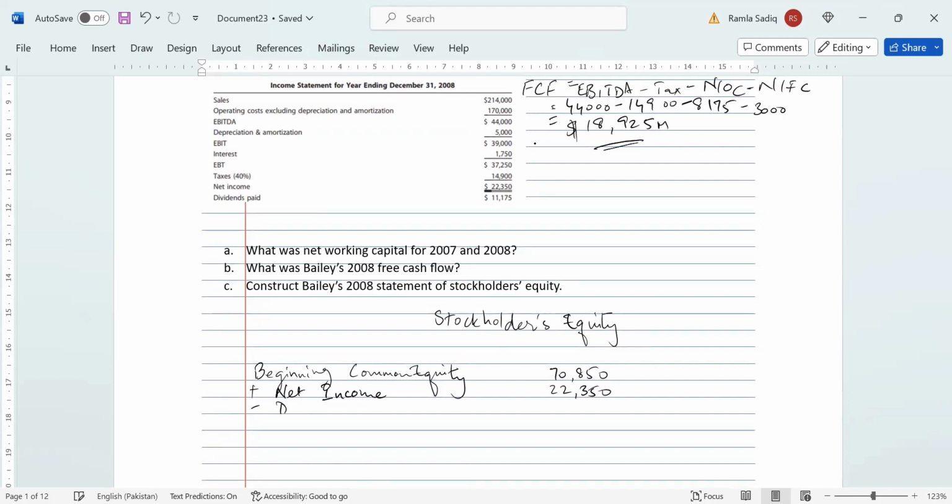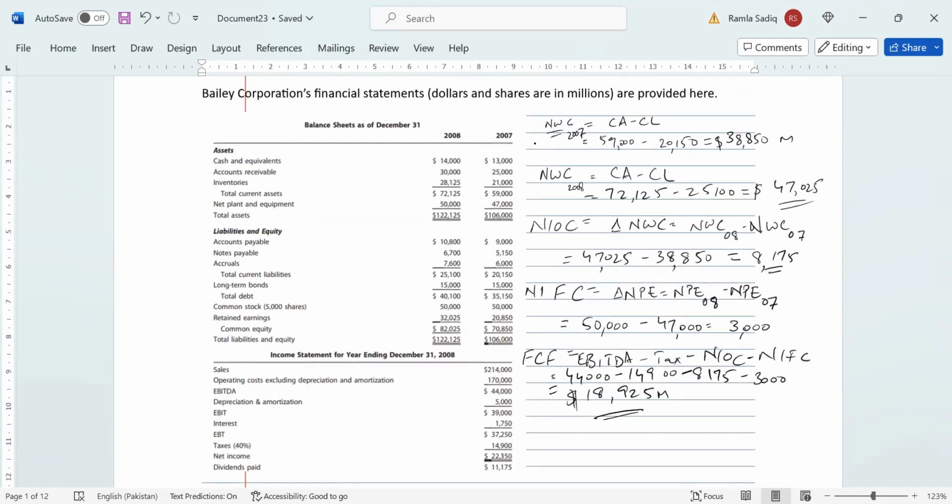And from this, we deduct our dividends. Our dividends are 11,175. So 70,850 plus 22,350 minus 11,175 gives us our ending common equity. This number must match the 2008 equity on our balance sheet. Putting this into a calculator, we get 82,025. And if we look up over here, there we go, 82,025. Once again, these three parts are done. If you have any questions, please comment below.